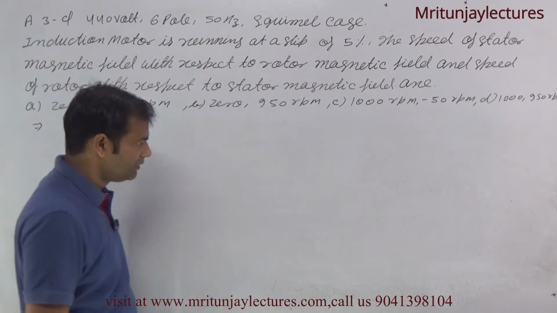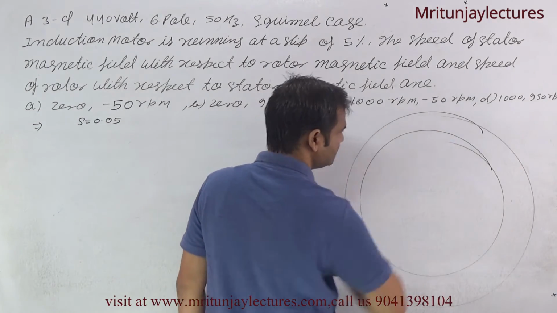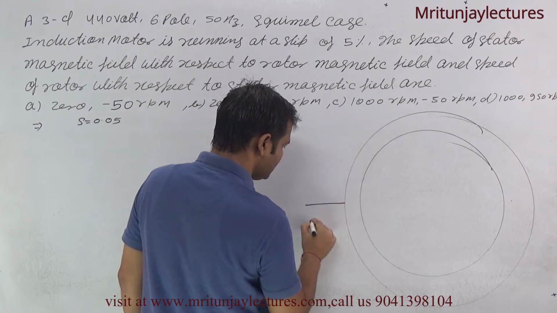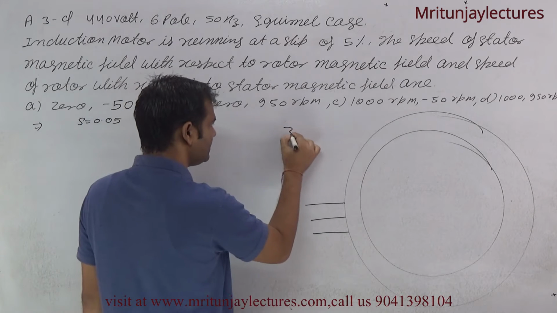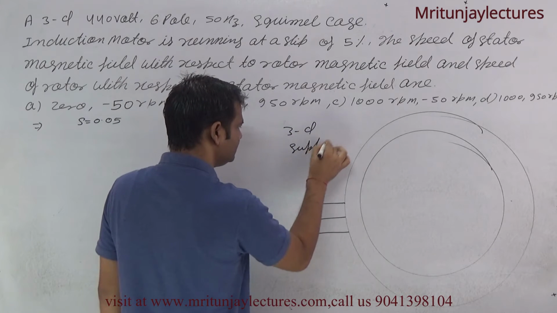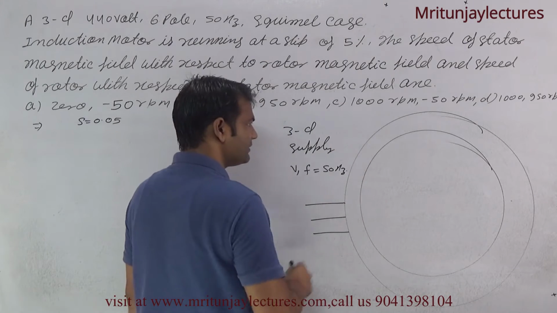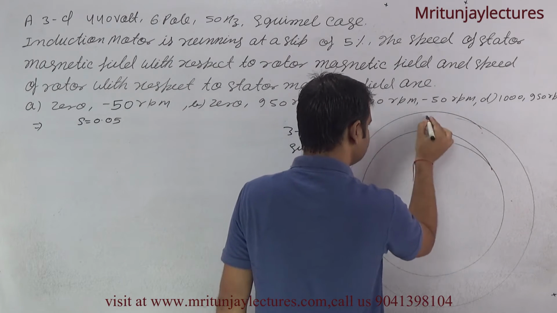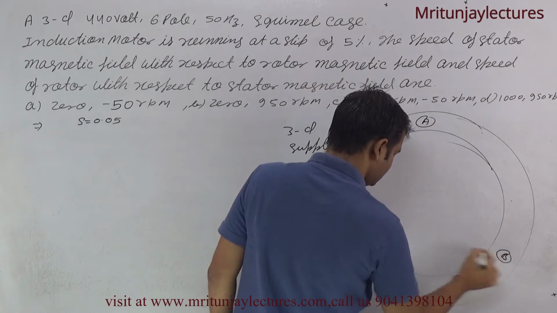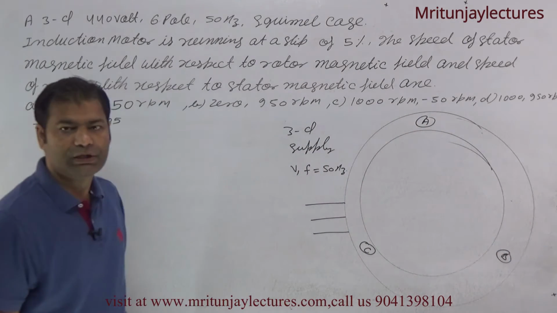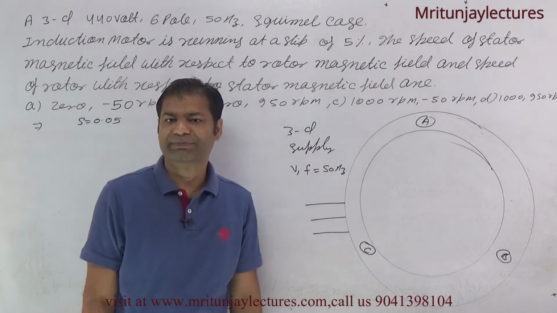Now, this is a stator winding. There is a three-phase supply on the stator, with frequency f equal to 50 hertz. For simplicity, I represent the three phases as A, B and C. If there is a three-phase supply on the stator, then the stator magnetic field is generated with respect to the stator winding.